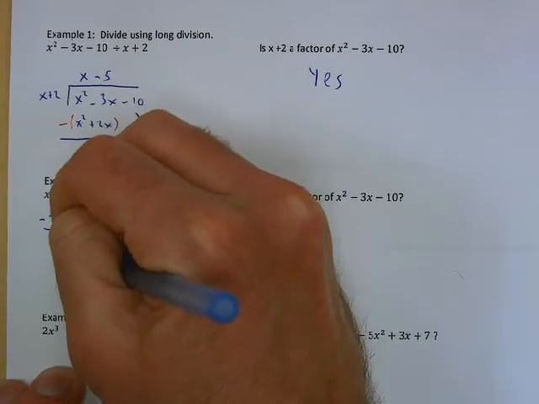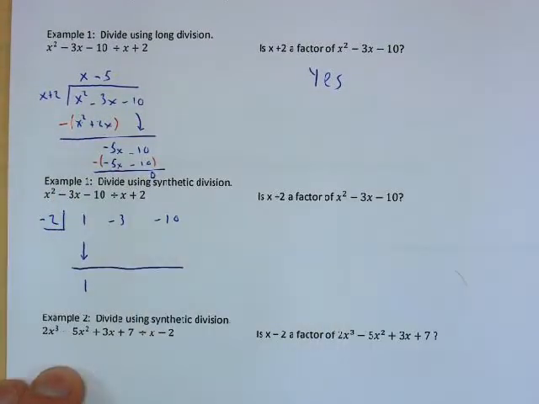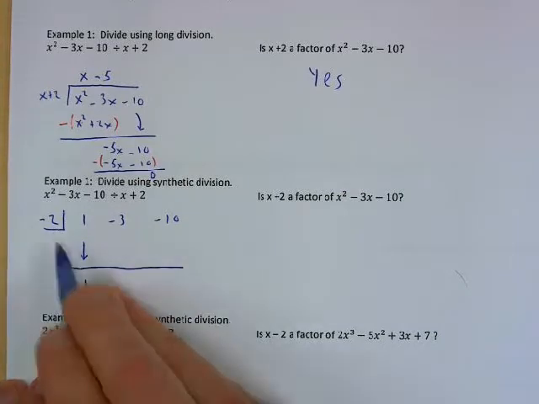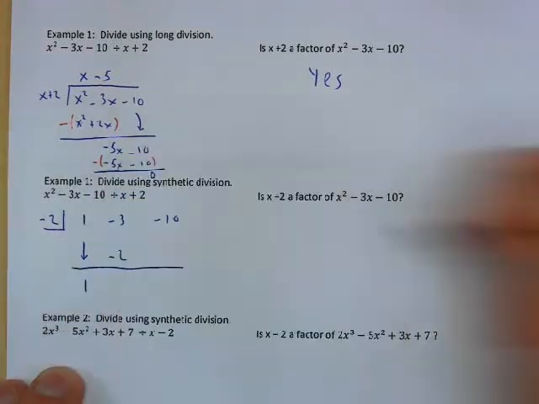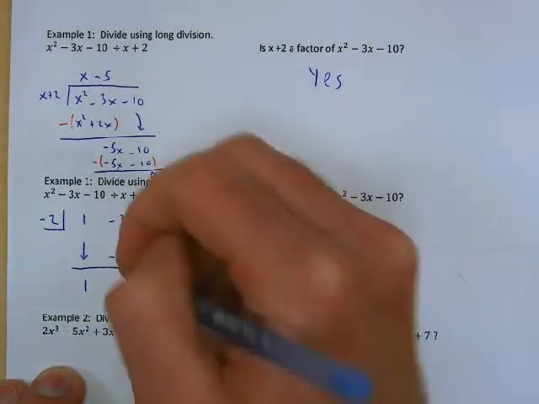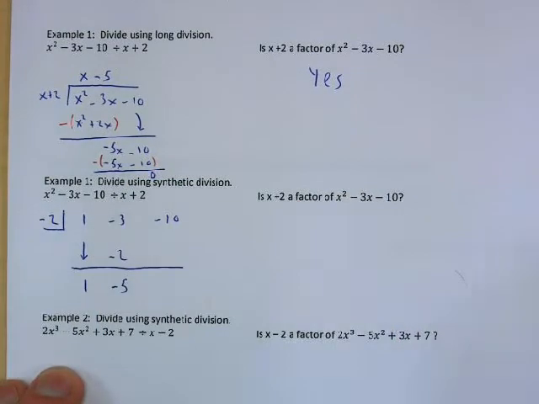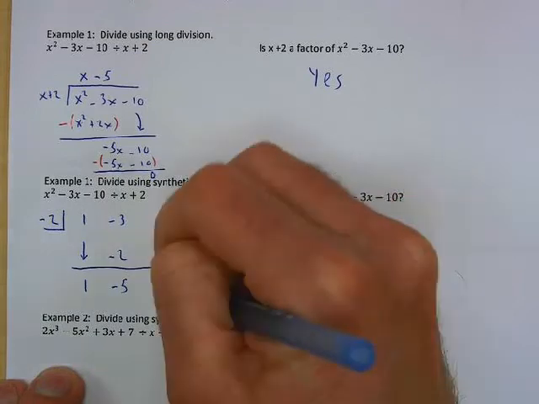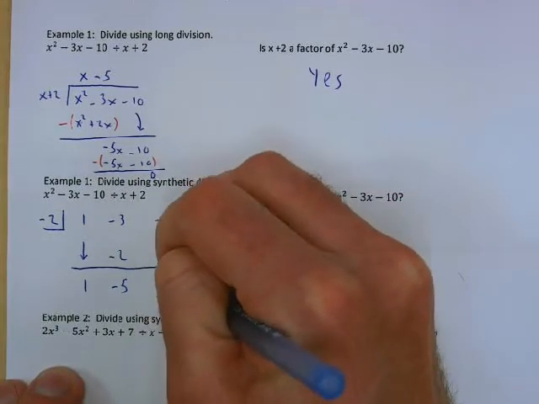We start by bringing down our first number here, and then whatever number's below the line, I want to multiply with whatever's in the box. So 1 times -2 is -2. And then I add these two numbers and put it below the line. -3 minus 2 is -5. And then next, -5 times -2 is +10. Okay, and then -10 plus 10 is 0, and this last number is always our remainder.